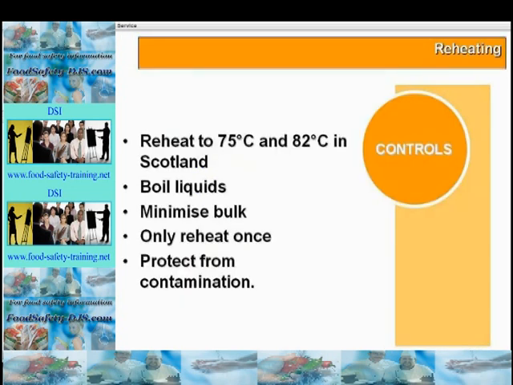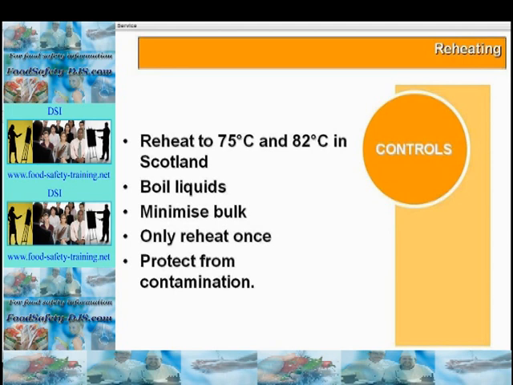Controls for reheating are as follows. Only reheat just before eating. Food should be reheated rapidly to a recommended temperature of at least 75 degrees Celsius. In Scotland it's 82 degrees Celsius, and that's a legal requirement. Specialist regeneration ovens are recommended. Commercial grade microwaves and convector microwave ovens are also successful.